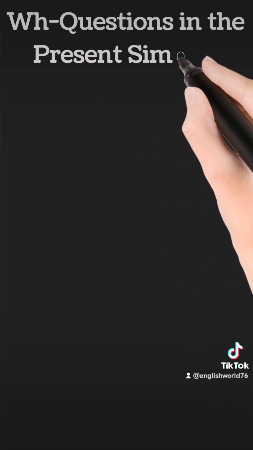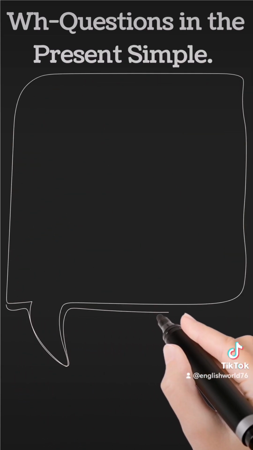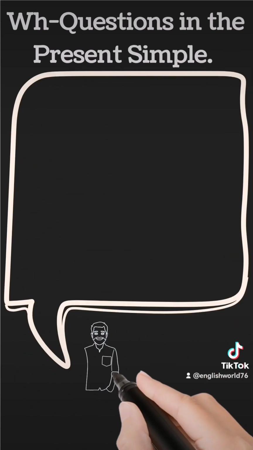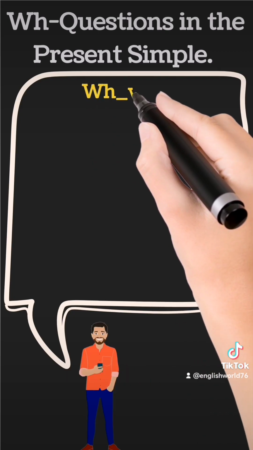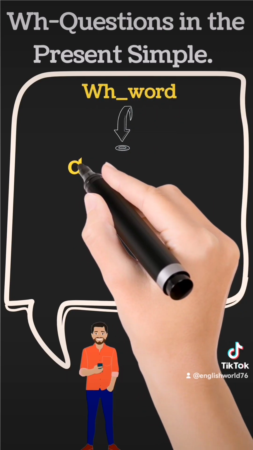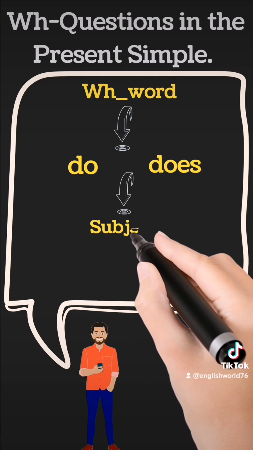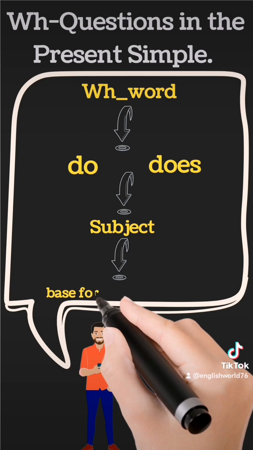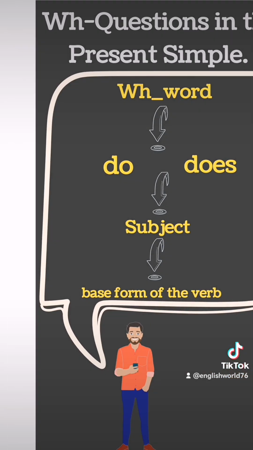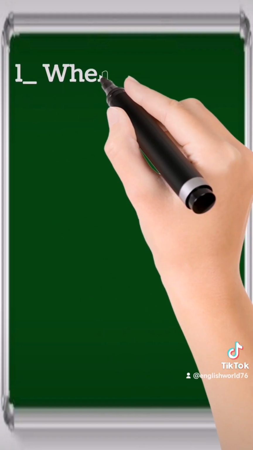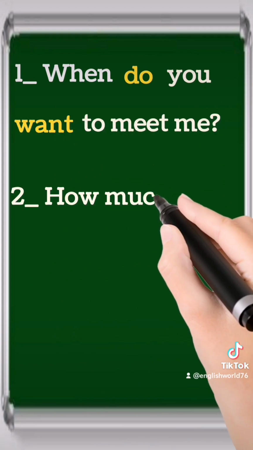WH questions in the present simple. To create a WH question, start with the WH word, then add do or does, then the subject, a person or thing that does the action, followed by the base form of the verb, and only then add the rest of the sentence. When do you want to meet me? How much does the ticket cost?